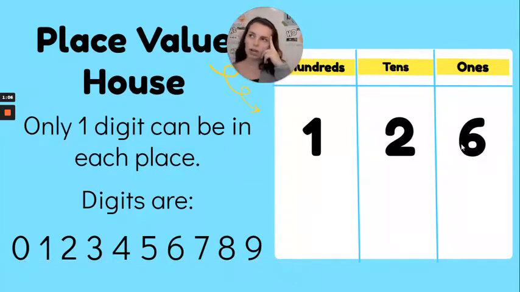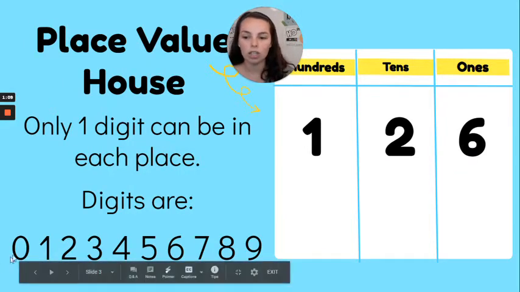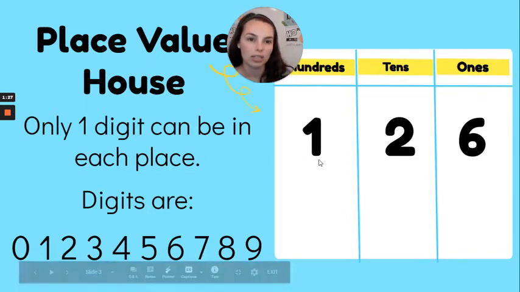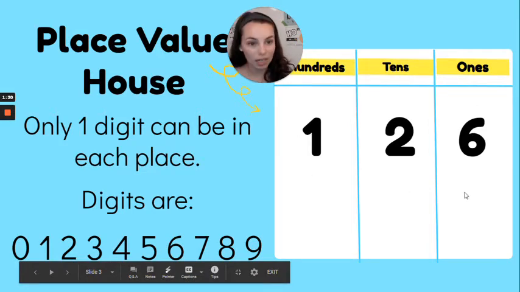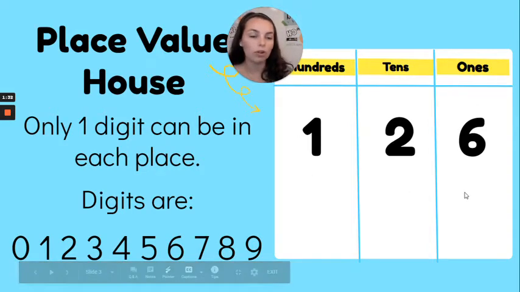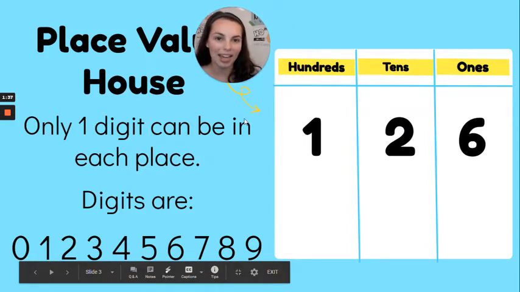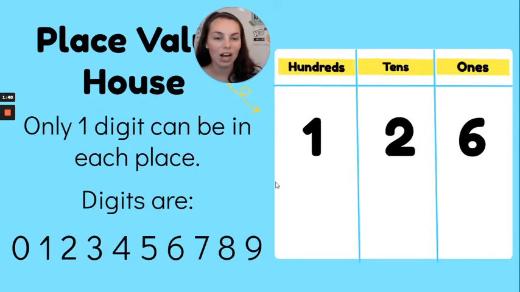So if you're confused on what is a digit, digits are all of these numbers. 0, 1, 2, 3, 4, 5, 6, 7, 8, 9. Those are our digits. And we can combine them in different ways to make different numbers. So this number is a 3-digit number. We've only talked about 2 digits so far, so today we're adding the hundreds place. Yay! We're getting even better at our math skills now.